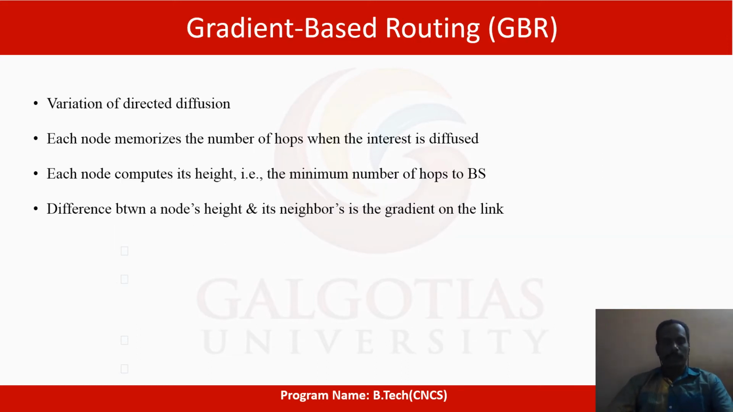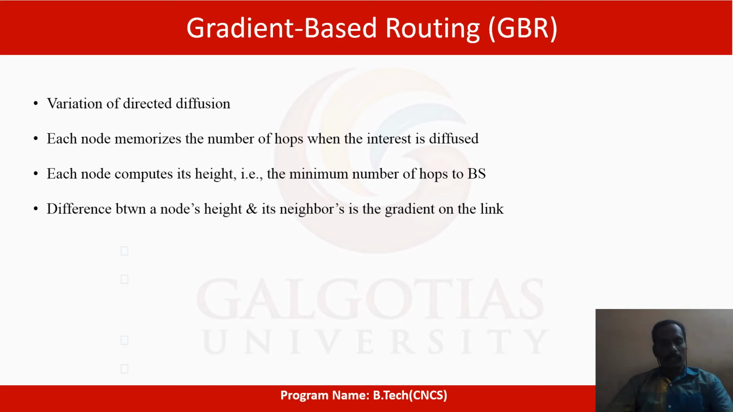Then GBR, which is gradient based routing. It is a variation of directed diffusion. Each node memorizes the number of hops. When the interest is diffused, each node computes its height, that is the minimum number of hops to the base station. The difference between the node's height and its neighbor's is the gradient on the link. Forward the packet on the link with the largest gradient.